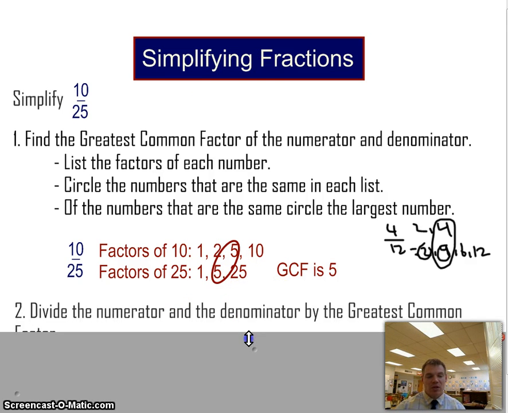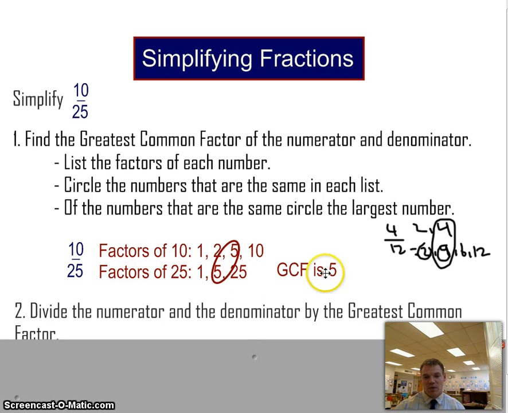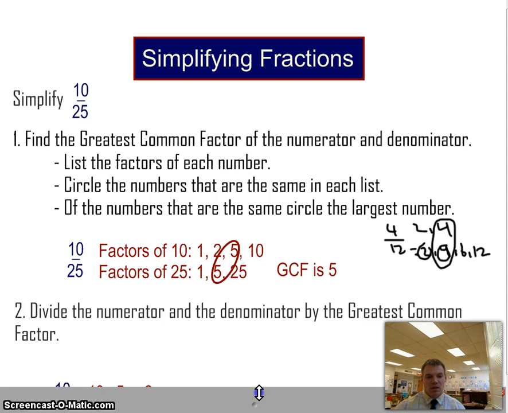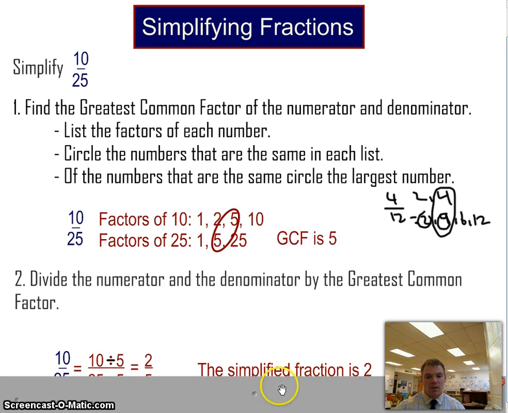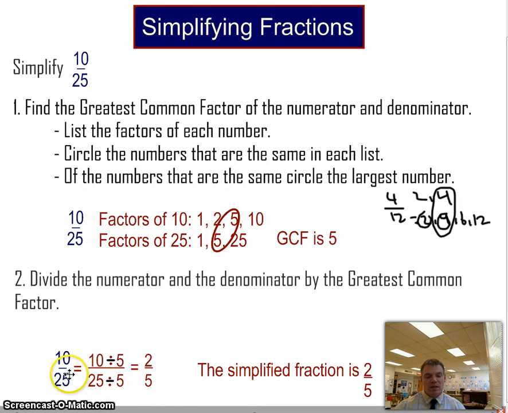And then finally, you would divide the numerator and denominator by the greatest common factor, which we found already was 5. So again, we would have 10 divided by 5 is 2, and then 25 divided by 5 is 5, and then the simplified fraction is 2/5. And that is how you simplify fractions.